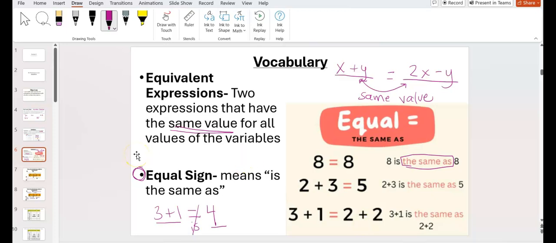So please write down these definitions, the definition of equivalent expressions and what an equal sign means. And then we're going to get ready for our next set of vocab words.